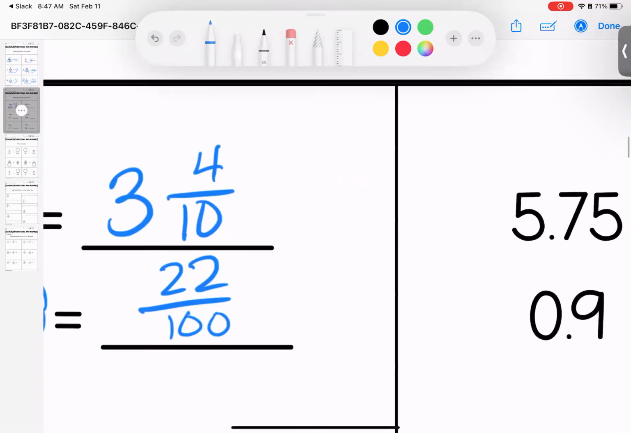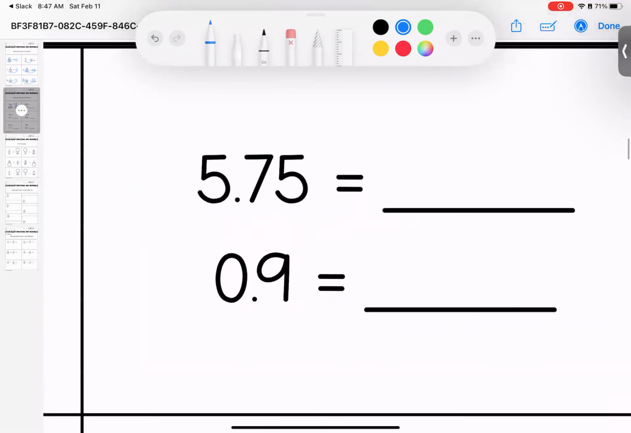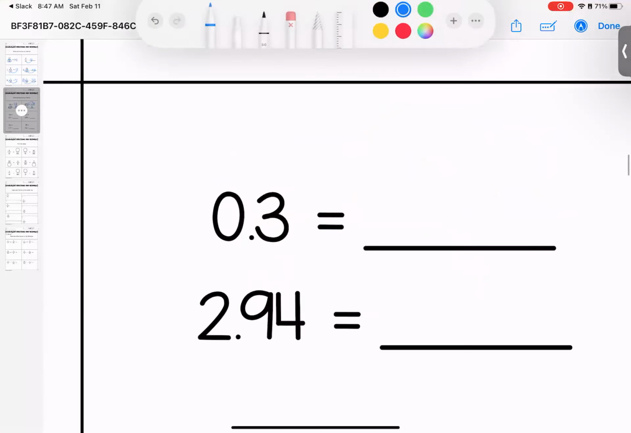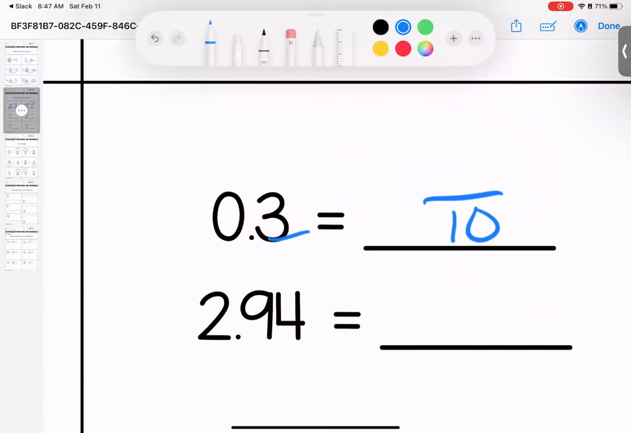How many hundredths do I have? 22. Coming over here, we have a definite VIP. I have 2 spaces, which is the hundredths. Oop, this is a fraction. How many hundredths do I have? 75. I have a 9 in the tenths place, first place value. 1 space tells me tenths. How many do I have?